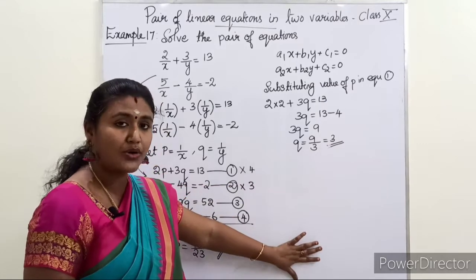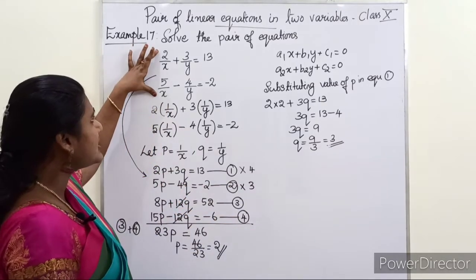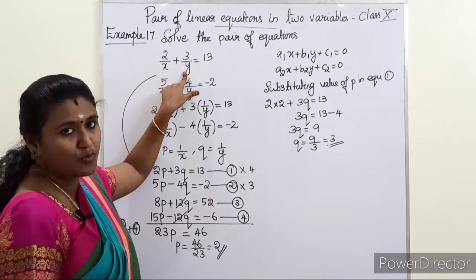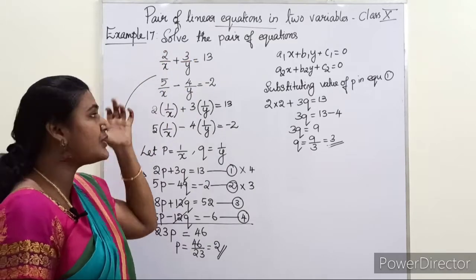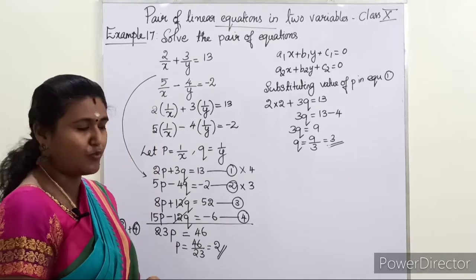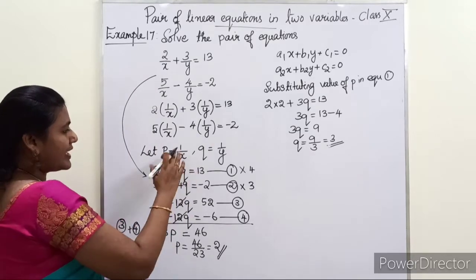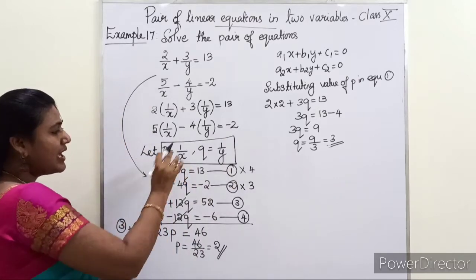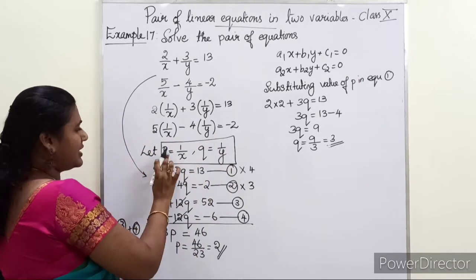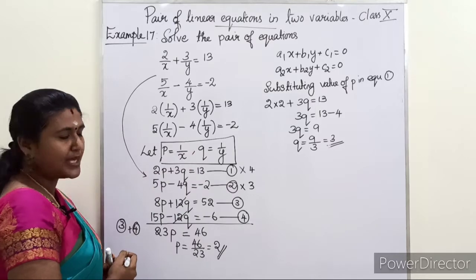But the question is not over, because our equations have variables x and y. So to find the solution of the equations, you need to find the value of x and y. So what do we have to do for finding the value of x and y? Substitution. In this equation we will substitute the value of p and q.